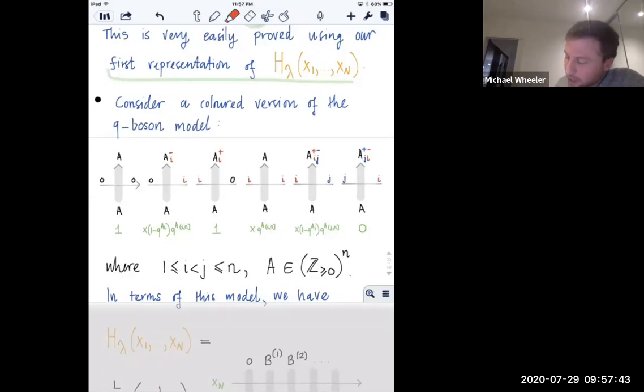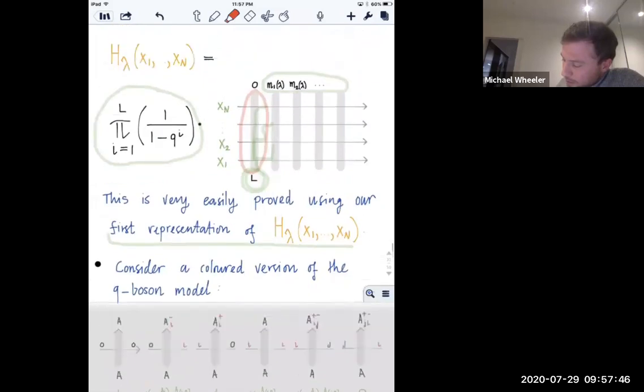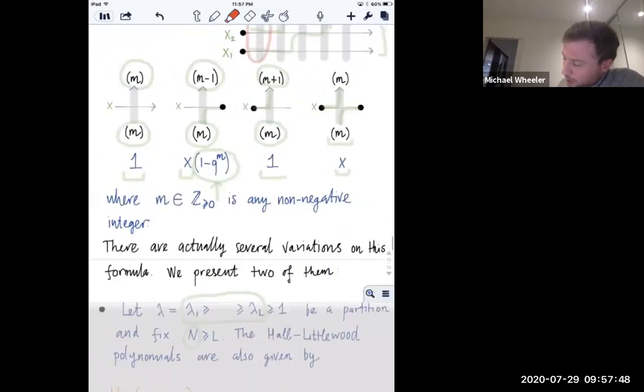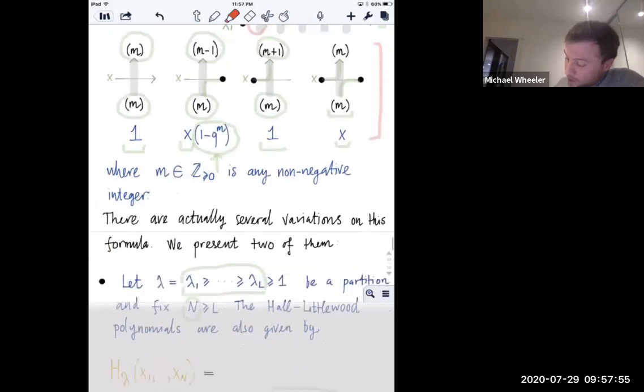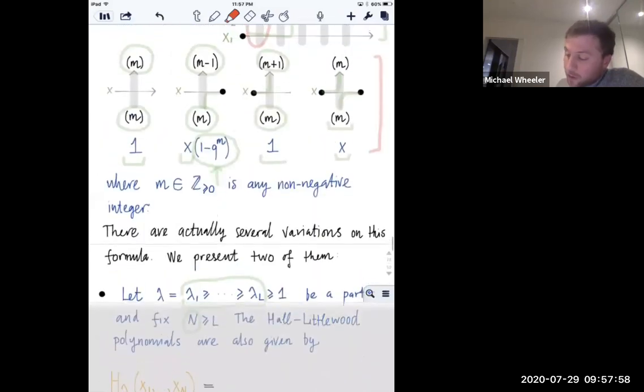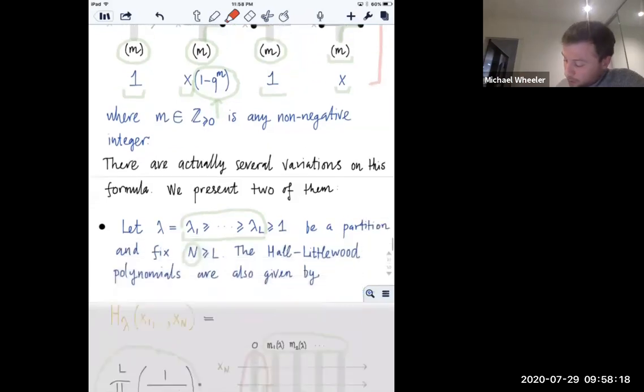So actually, the model that I gave above, this model here, is normally referred to as the bosonic model. And we got it by taking the 6-vertex model and doing some sort of fusion procedure on it. If we start off from the colored 6-vertex model that I introduced in the previous lecture and perform the same fusion, then you will get a colored bosonic model. And the colored bosonic model looks like this.